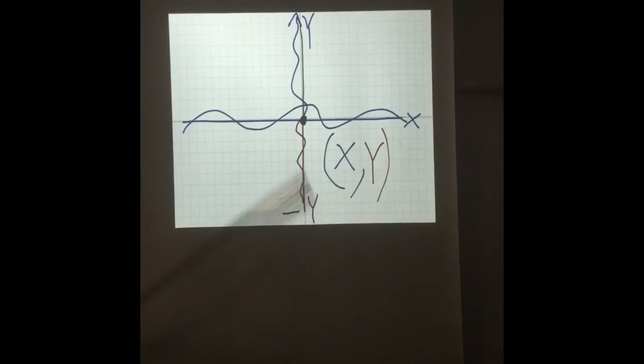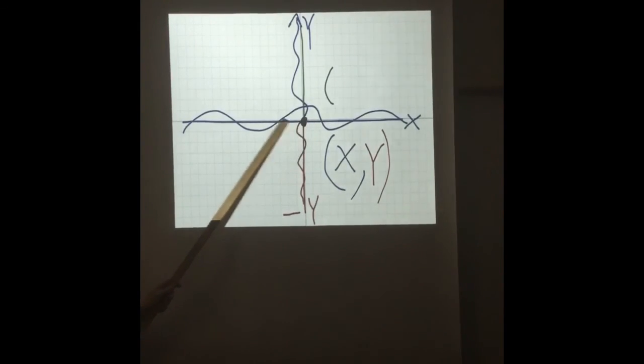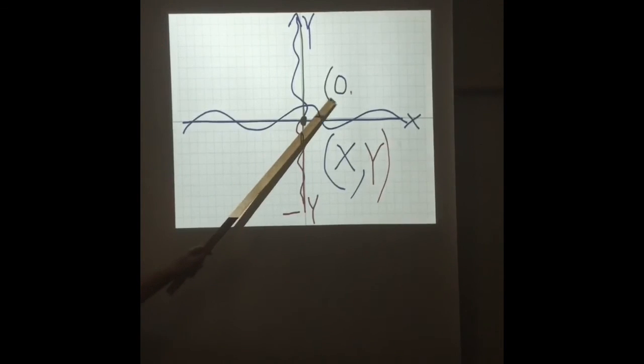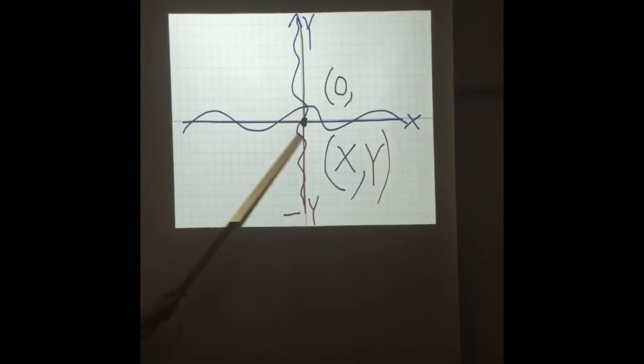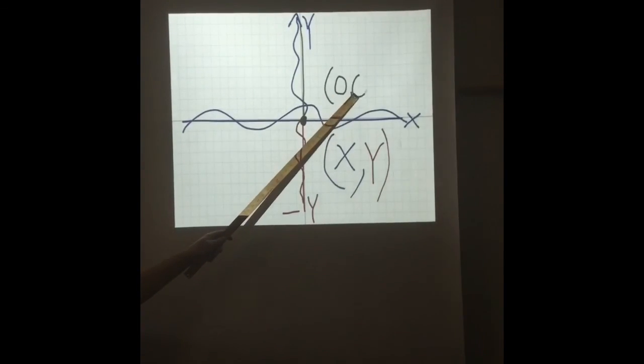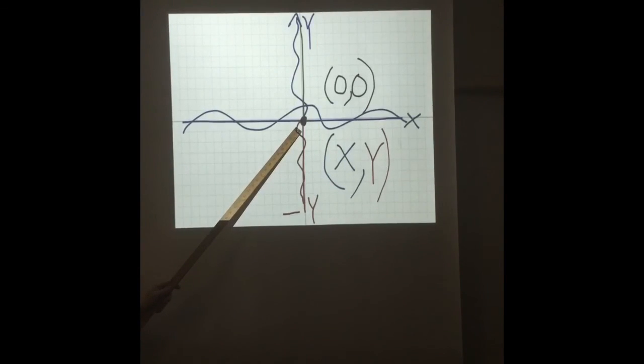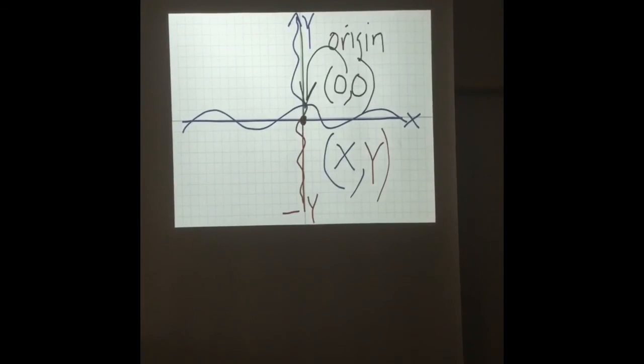Here's my black dot. Can someone tell me the coordinates of that dot? Parentheses, right? Well, it doesn't go anywhere on the x-line. It doesn't go to the right or to the left, so that's a 0. And it doesn't go up or down, so the y is a 0. And this would be called the origin. That's the origin.